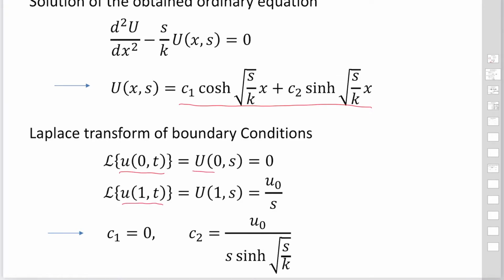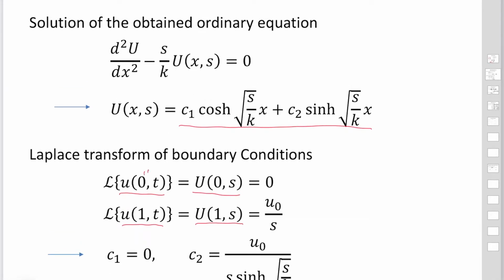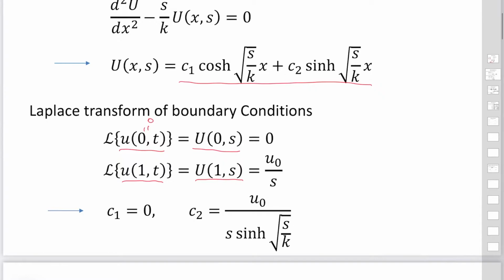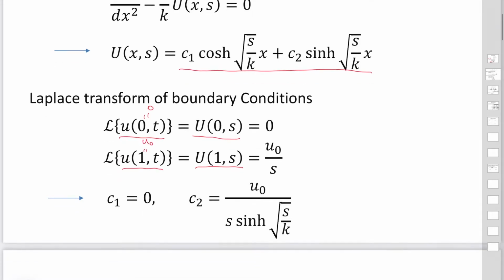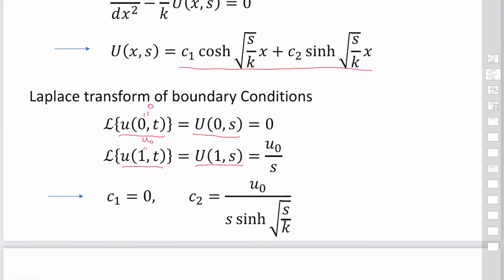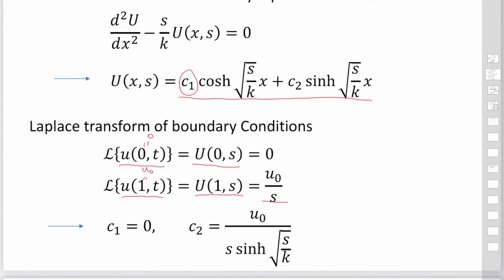This gives capital U at x equals 0 and capital U at x equals 1. The first is equal to 0, because the initial condition is 0, and the Laplace transform of 0 is 0. And u at x equals 1 is the constant value u sub 0. The Laplace transform of the constant u sub 0 becomes u sub 0 over s. Then, using the two equations, we need to determine c sub 1 and c sub 2.